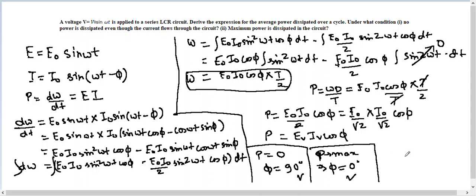So that's your derivation for the average power dissipated over a complete cycle of an RLC circuit. So I hope I was able to make all the concepts clear.